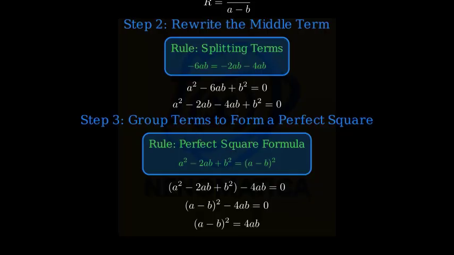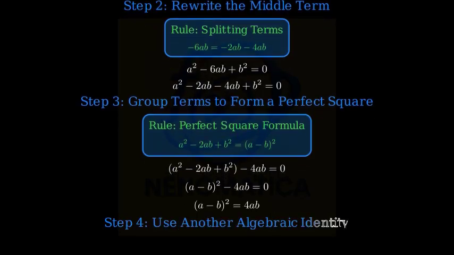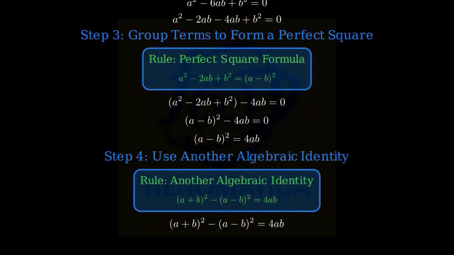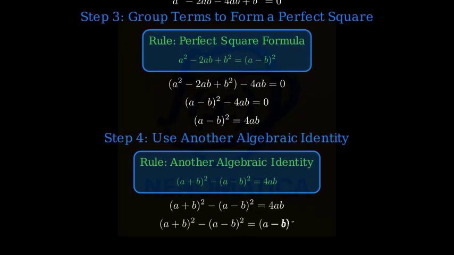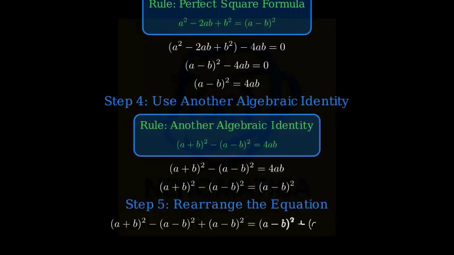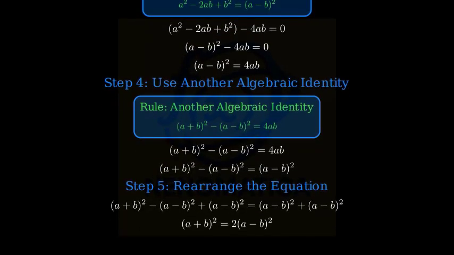There's another important algebraic identity we can use here. The formula states that (a + b)² - (a - b)² equals 4ab. We can substitute what we know, that (a - b)² = 4ab, into this identity. This gives us (a + b)² - (a - b)² = (a - b)². Now, let's rearrange this equation. We can add (a - b)² to both sides, which gives us (a + b)² = 2 times (a - b)².